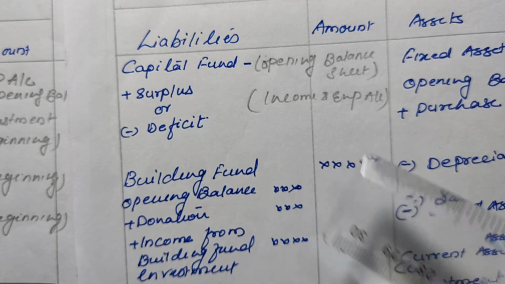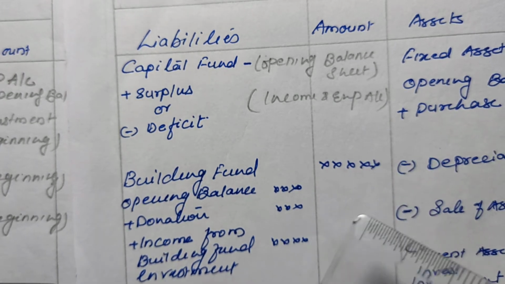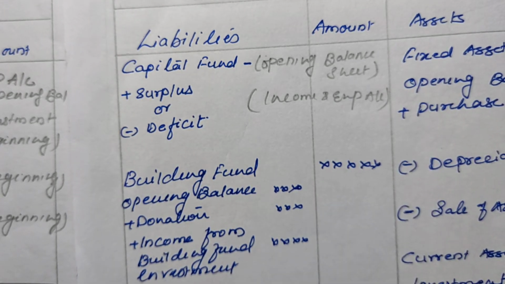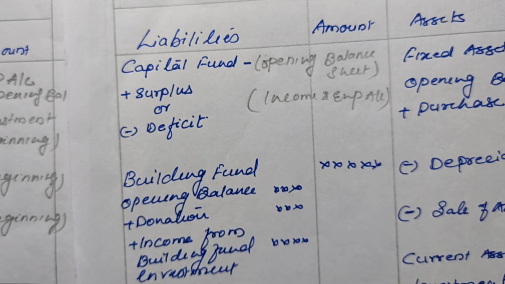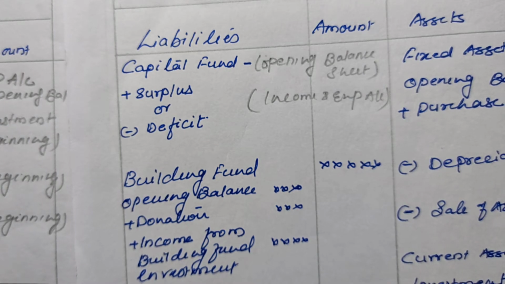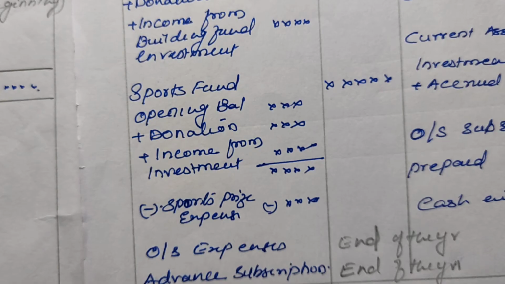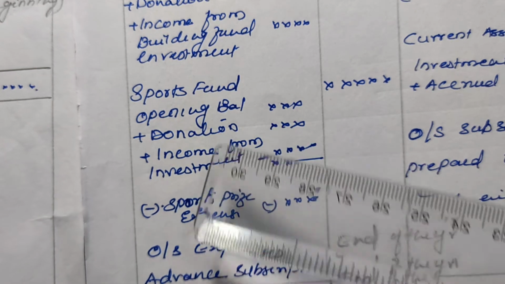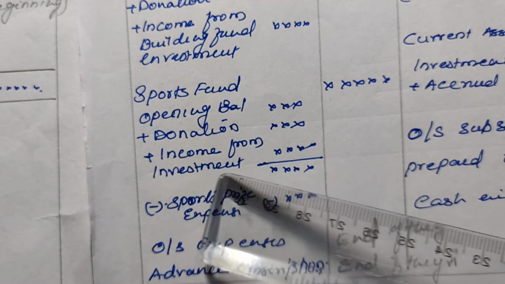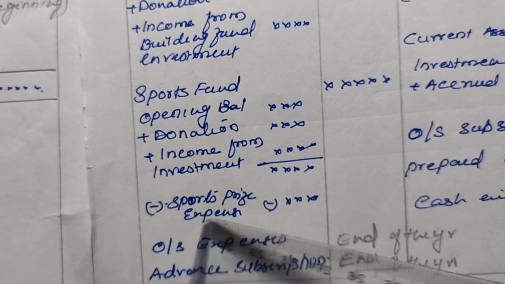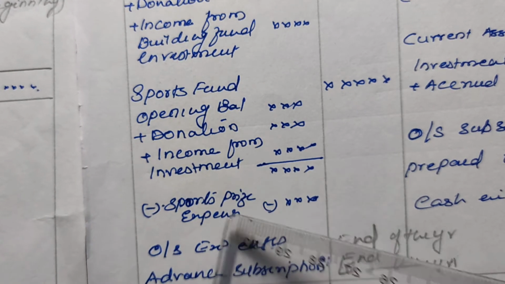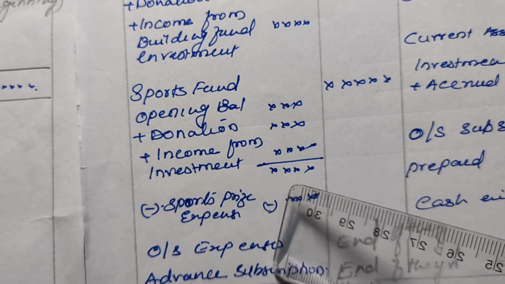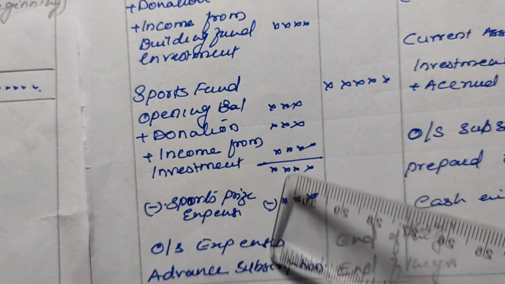Okay. So if any fund is given, that will be recorded in the liability side. Same way, if sports fund is given, the same procedure we have to follow here also. How will we record it? Opening balance plus donation plus income from investment minus sports prize expenses. If any expenses are there, then we have to deduct those expenses from the fund.